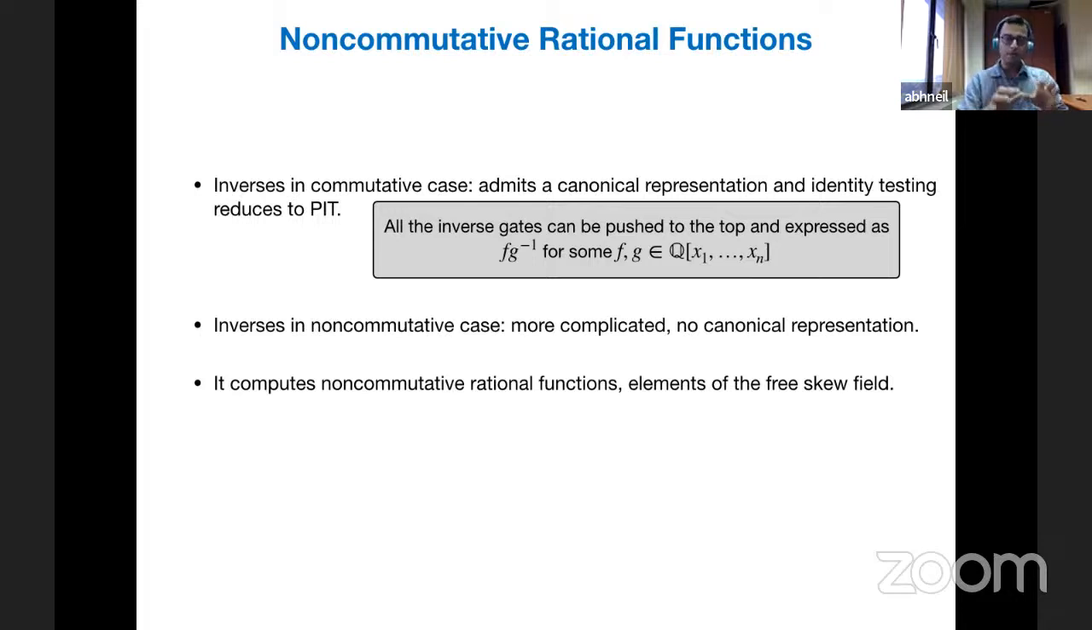In the non-commutative case, it has a rich history. In mathematics, people have been studying it for the last 60, 70 years. The most interesting part about non-commutative rational functions is that they don't have any canonical representation. You can't write it as f over g or g over f for two non-commutative polynomials, and you can't expand it as a sum of monomials. So in that case, how will you know whether this non-commutative rational function is zero or not?